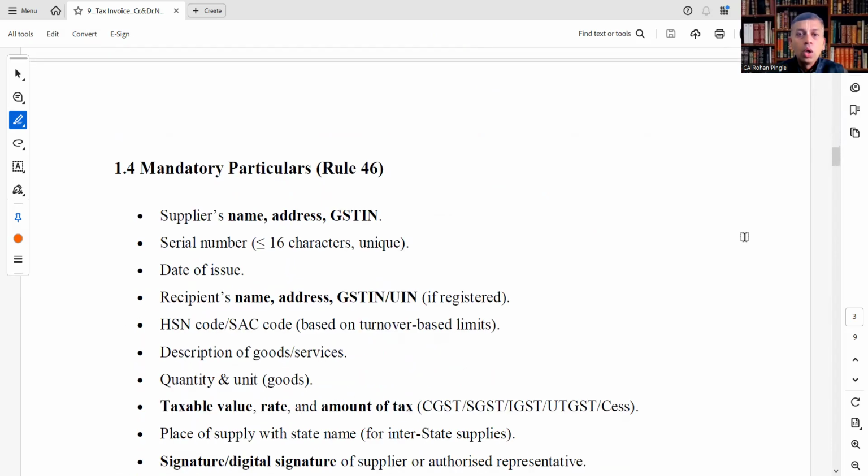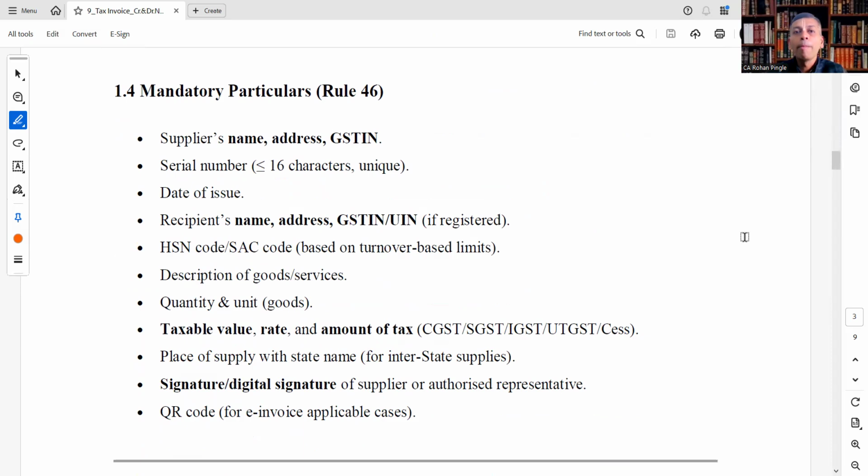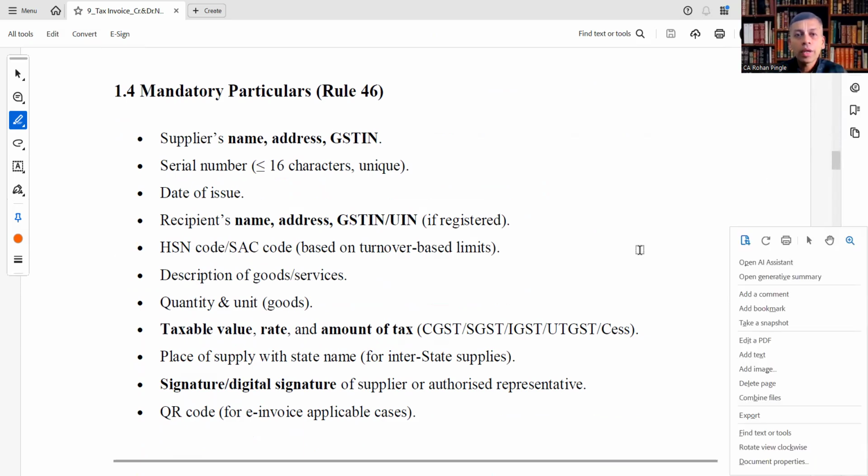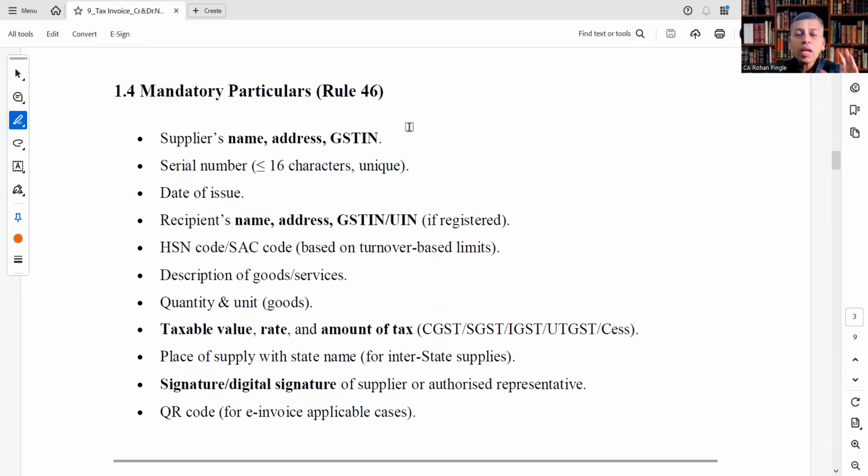Next, Rule 46 talks about mandatory particulars. Okay, means what mandatory particulars are required in case of tax invoice. First will be supplier's name and address, and GSTN should be properly mentioned on the tax invoice. Supplier's name, address, and GSTN. These three fields are very, very much important.